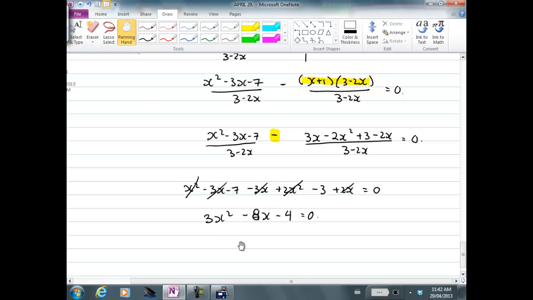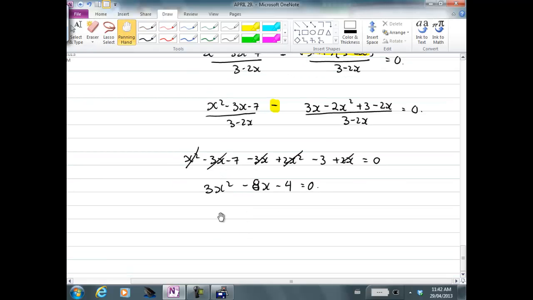Now, the issue lies, how do you solve this? You can't factor it. No, you can't factor this one. You got to use the quadratic formula. Use the quadratic formula right now and solve it on your own. The quadratic formula is negative b plus or minus the square root of b squared minus 4ac over 2a.